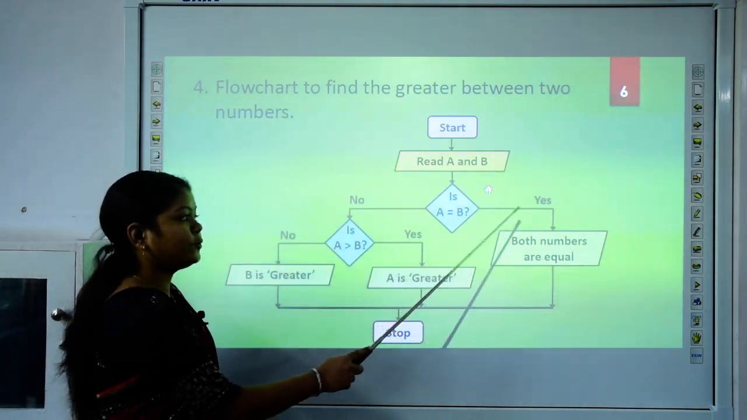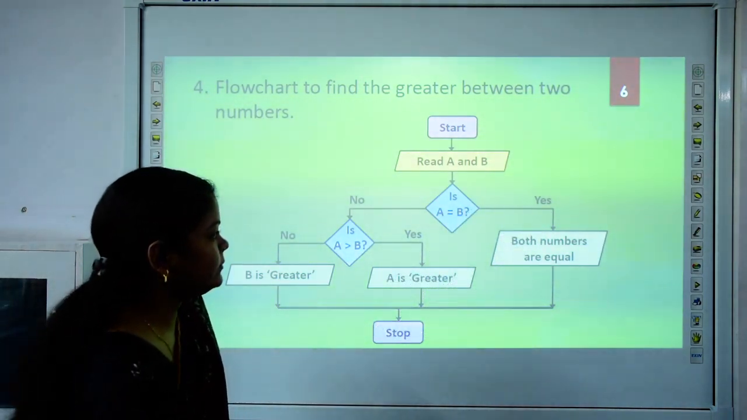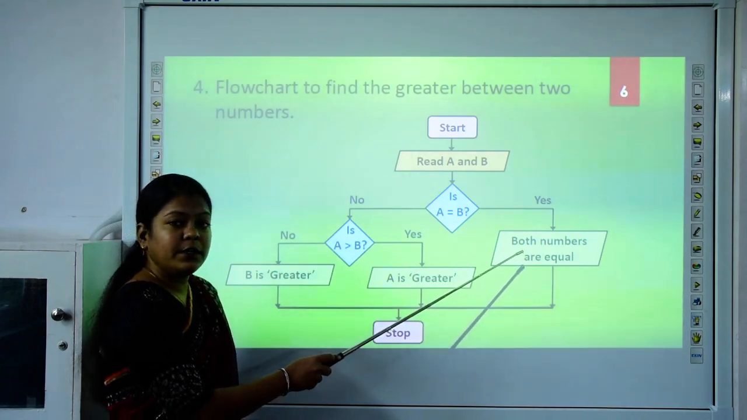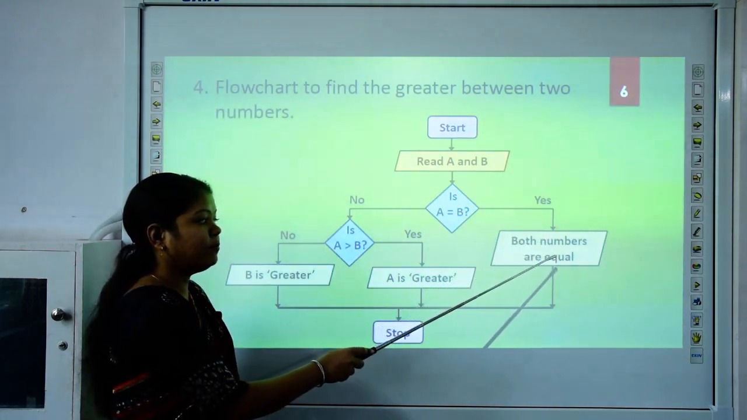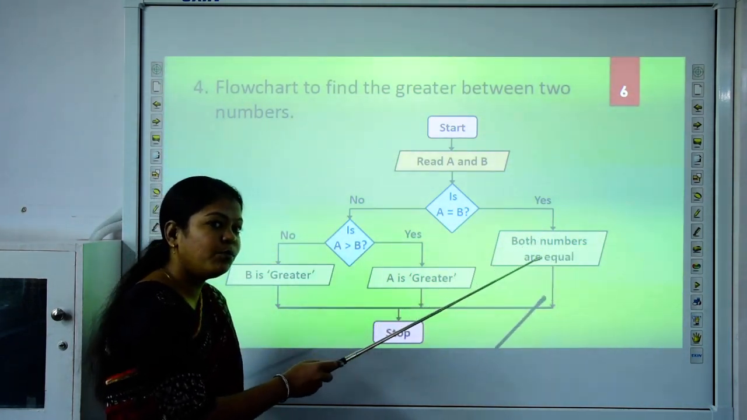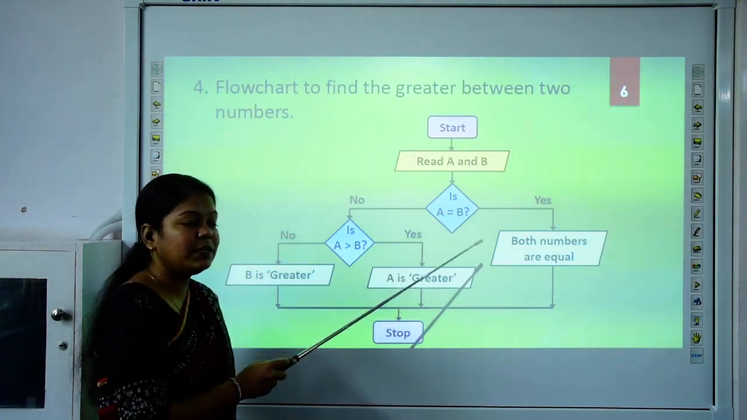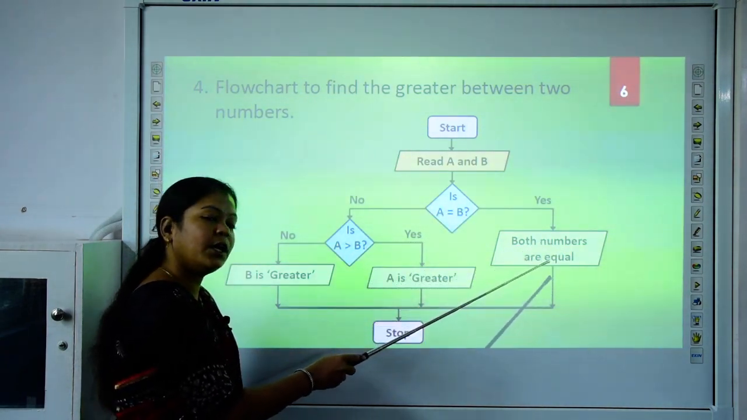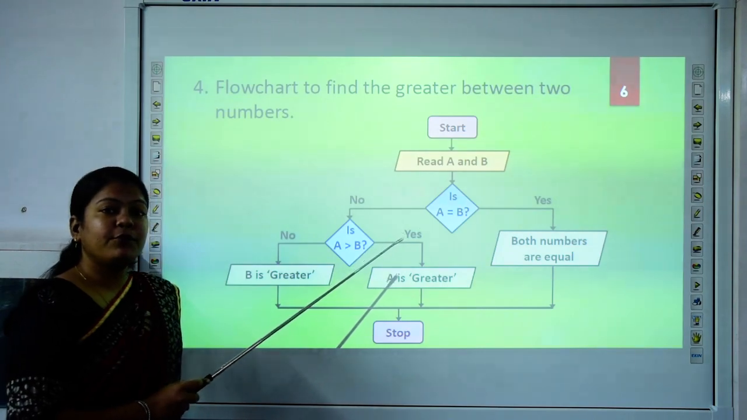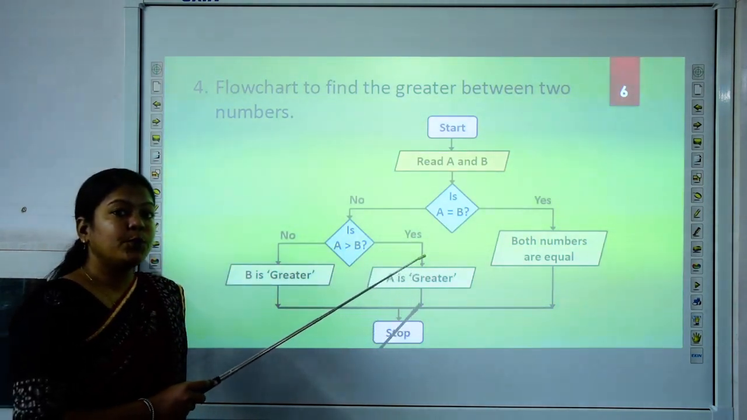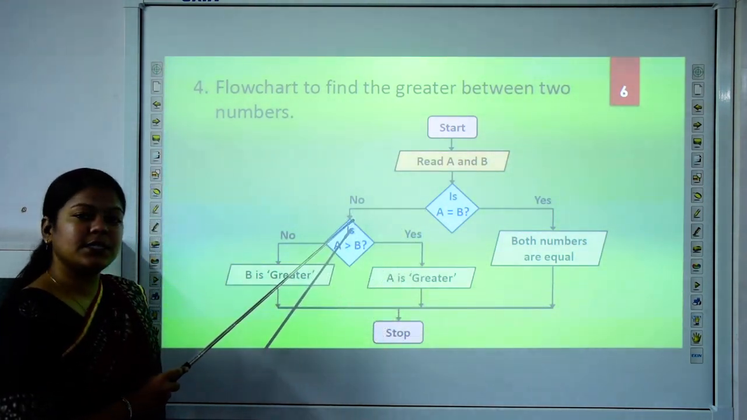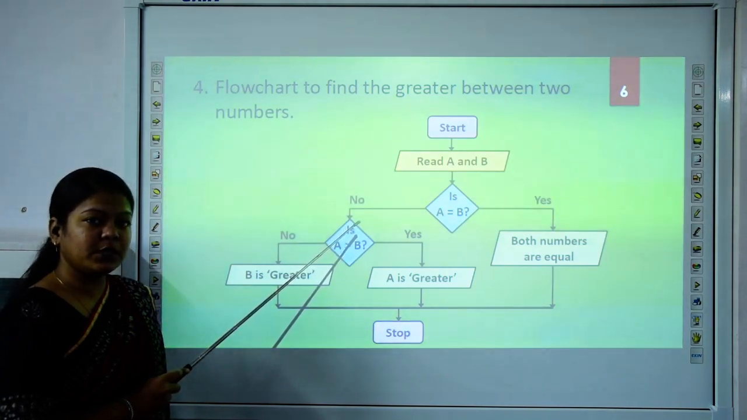Then we will move to the true part. This is your true part, and then we will display this statement, both numbers are equal. Okay. So if both A and B are equal, then we have to display both numbers are equal. But in the case when A is not equal to B, then we have to move to this side, which is the false part of the condition.